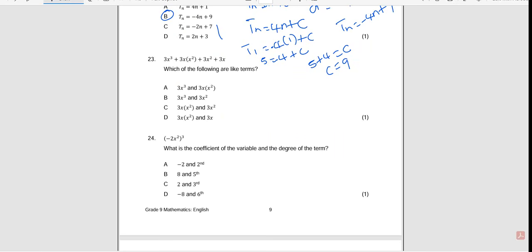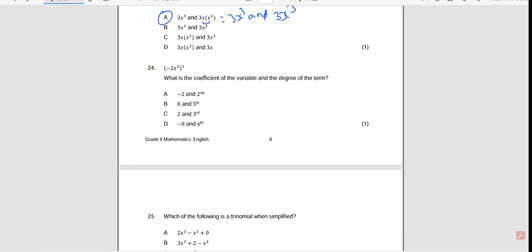So here, number 23, which of the following are like terms? Guys, like terms have the same variable and exponents. Let's quickly check. They have the same variable and exponents. So this one and this one, yes. These are like terms because this x and this x squared will multiply, and it's going to be x cubed. The correct answer is A.